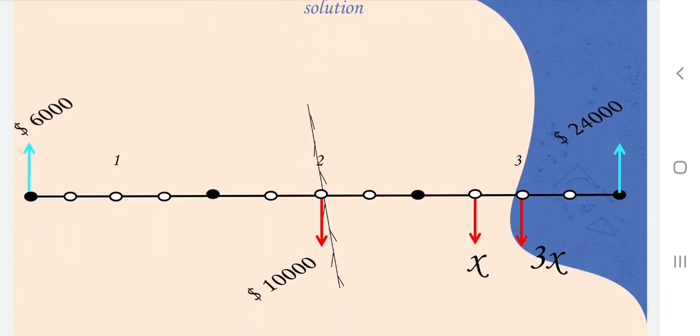This is a time diagram. According to this time diagram, the main formula will be the amount for $6,000 plus the present value for $24,000 equal to $10,000 plus present value for x plus present value for 3x.